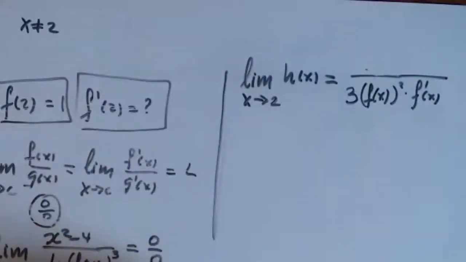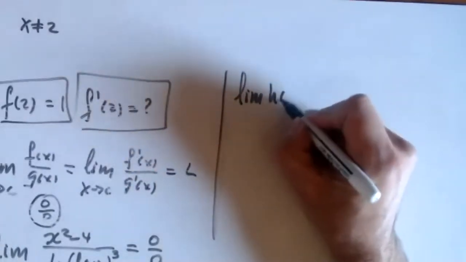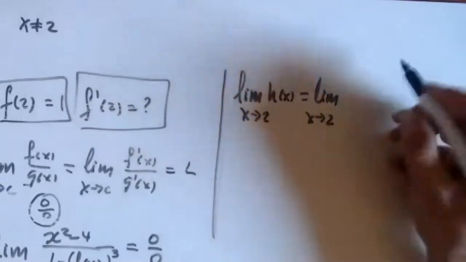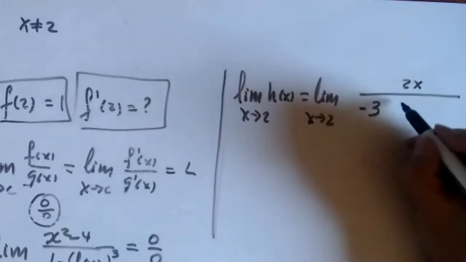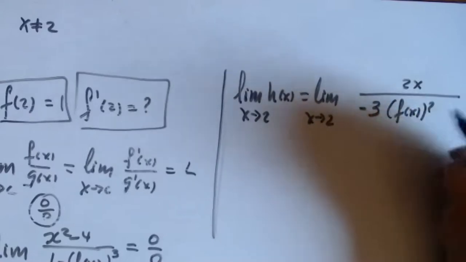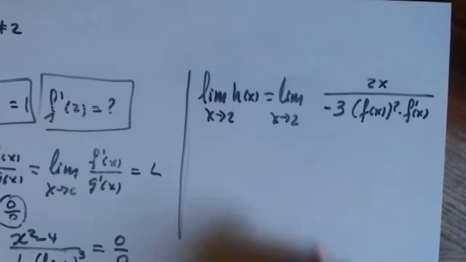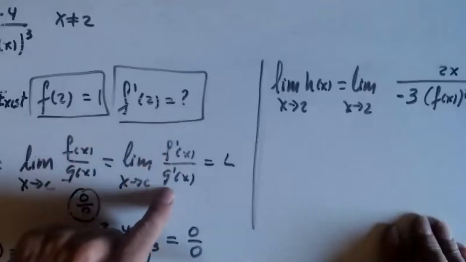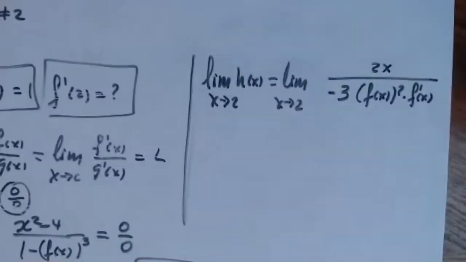So is the limit, let me just put it right here correctly. Limit of h of x when x approaches 2 is the limit when x approaches 2 of 2x over negative 3 f of x squared times f prime of x. Okay, so what did I do? Because this function is undefined and I cannot simplify anything here, I have to use L'Hopital. So I have to use the derivative of the top over the derivative of the bottom. The derivative of the top is this and the derivative of the bottom is this one.